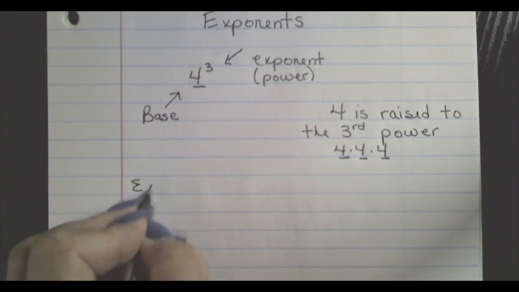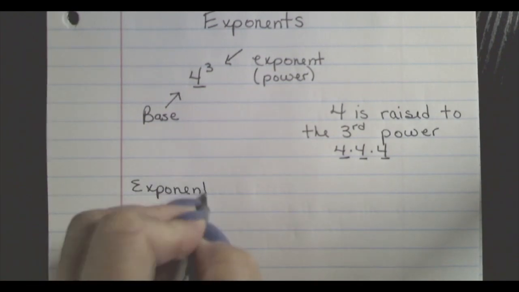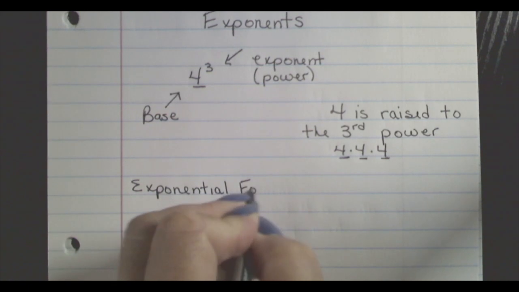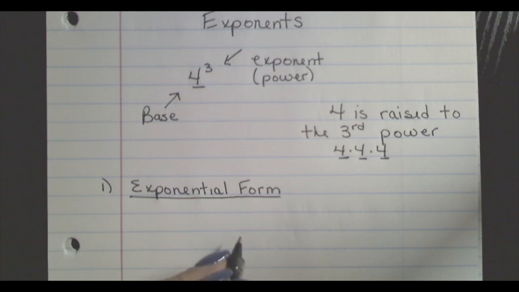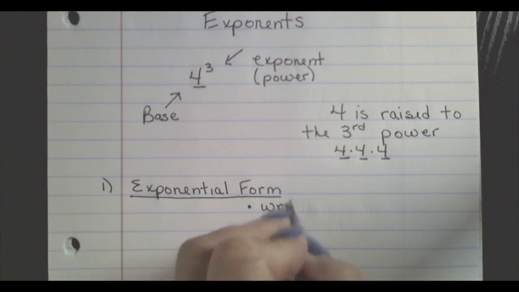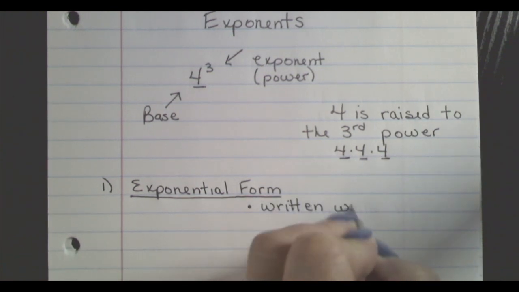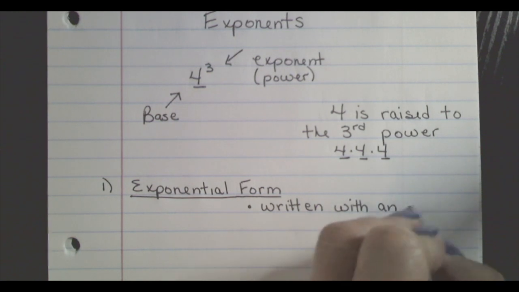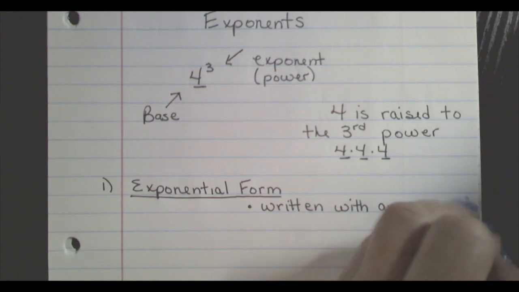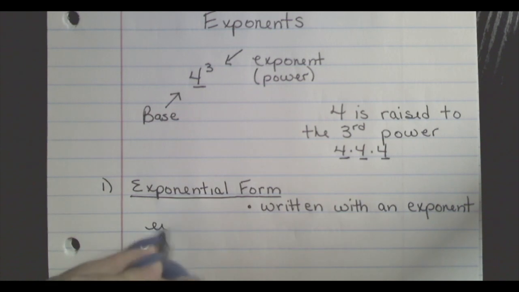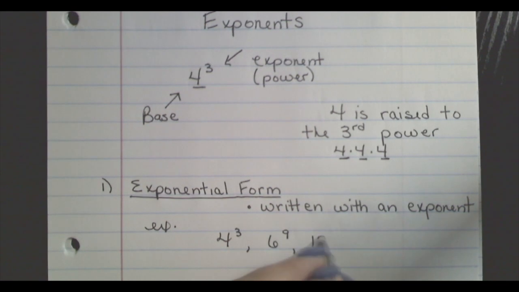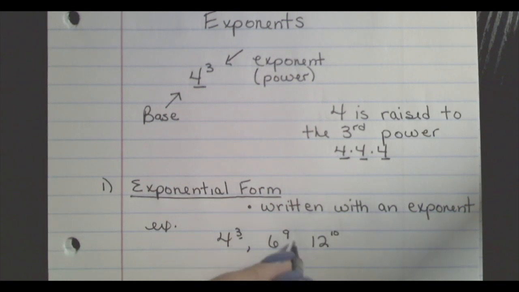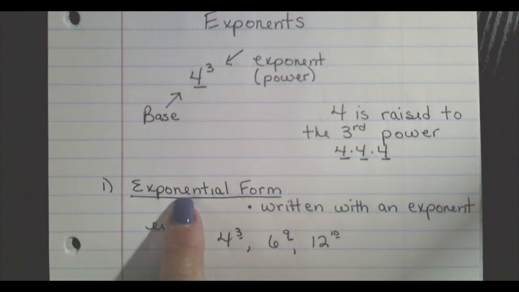The first thing we're going to talk about is exponential form. Exponential form is written with an exponent. So our examples: 4 to the third power, 6 to the ninth power, 12 to the 10th power. It's written with an exponent, so therefore it's exponential form.